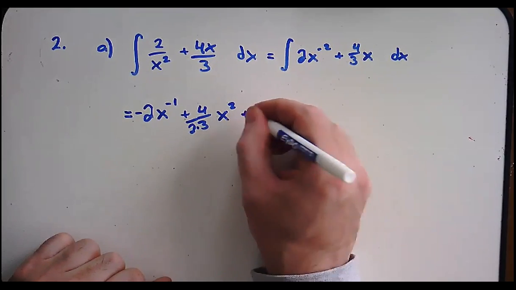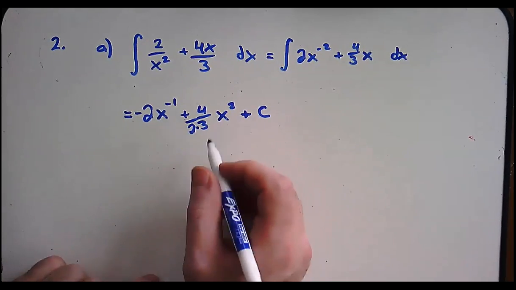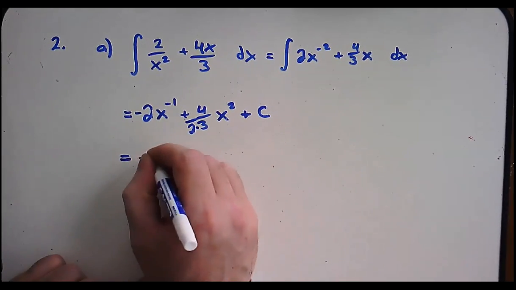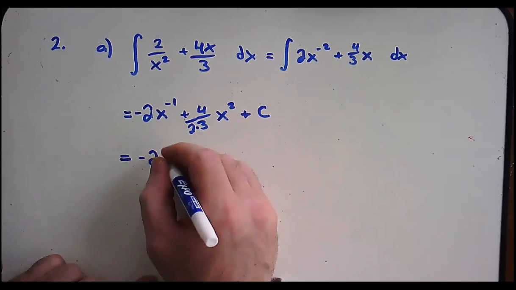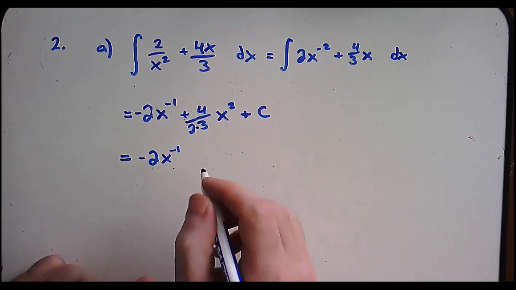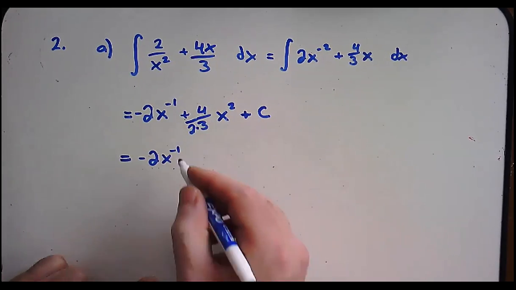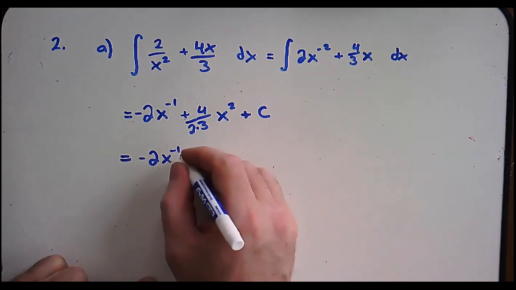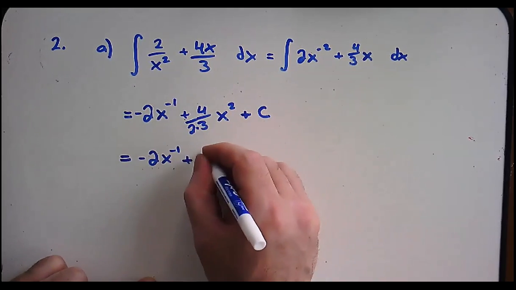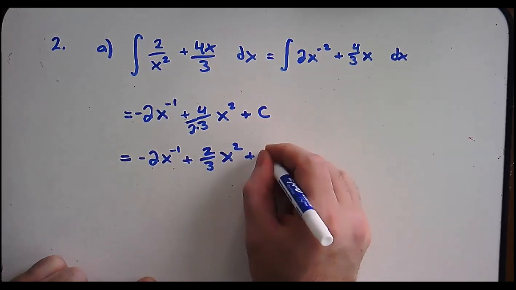And then, although you're not required to do it on exams or quizzes like this, I'm going to just simplify this for one last step. So negative 2x to the negative first power, you could also write that as 1 over x. Either is fine. And then we have 4 over 2 times 3. I'm going to divide the numerator and the denominator by 2 here. And so that would just give me 2/3 x squared plus c.